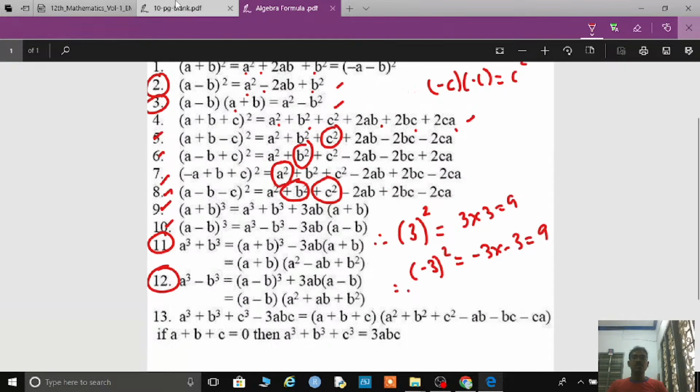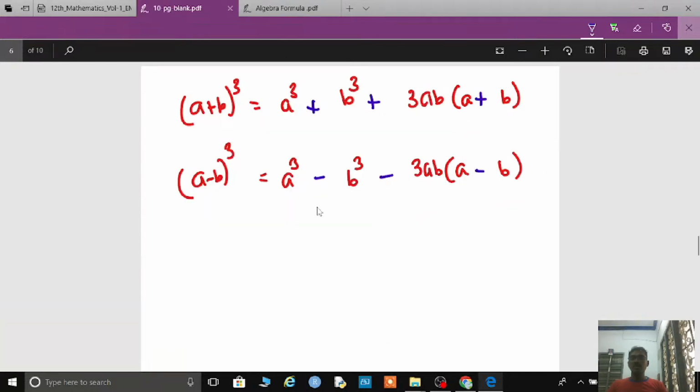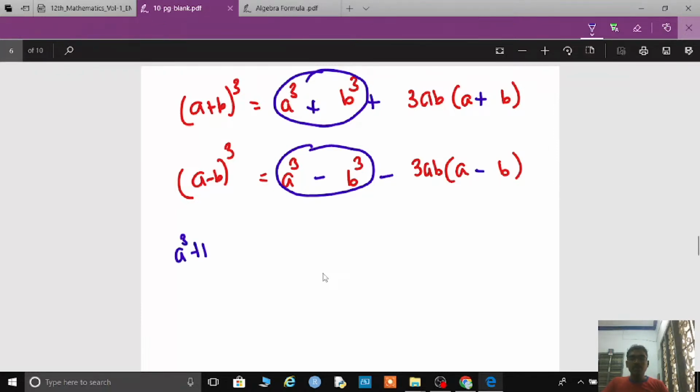Yeah, the formula is over. Just replace them. So if it is A plus B the whole cube, all the terms are positive, and A minus B the whole cube means all the terms are negative. From this formula, we want to derive two other formulas, which are A cube plus B cube and A cube minus B cube. So what about A cube plus B cube?